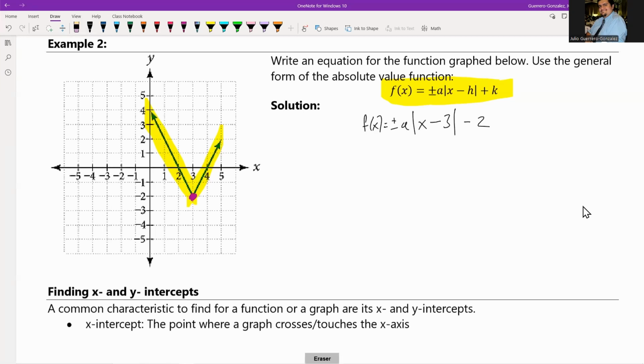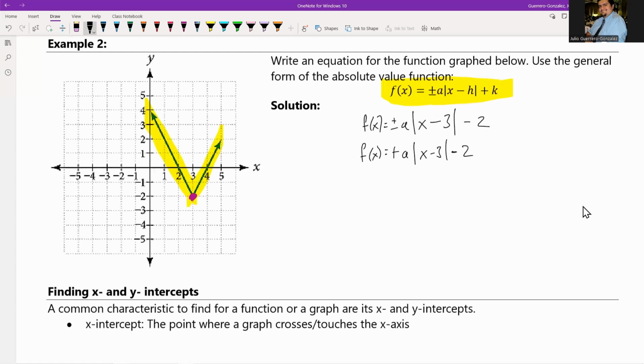So automatically, you guys know that the absolute value function is that V thing, okay? And since it's facing upward, we know that it's positive. So that automatically takes care of the plus or minus. We know which one it is. It's going to be plus, right? So f of x is equal to plus a times the absolute value of x minus 3, minus 2.